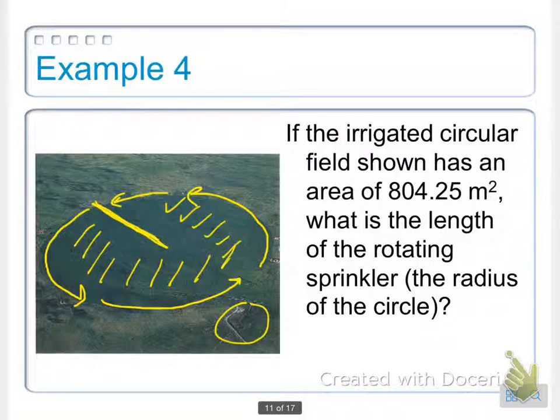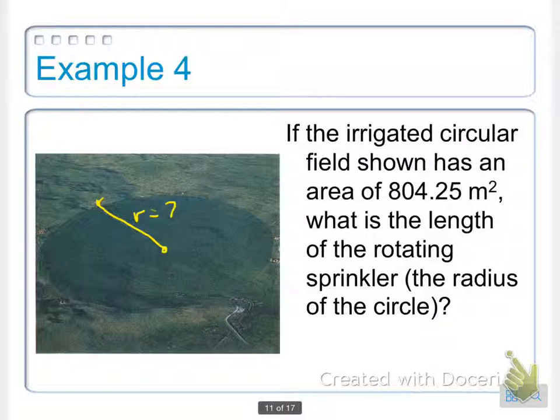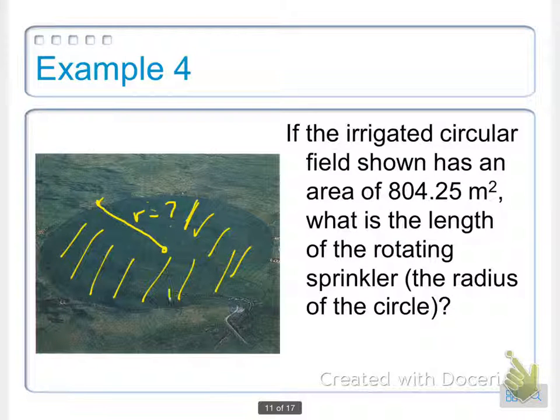So let me erase all that. Okay, so we have these circular fields. Okay, and it says the area inside this circular field. They want to know the radius of the circle. That's what they want to know, but we know the area inside. Okay, so that area, they told us, is 804.25 meters squared.